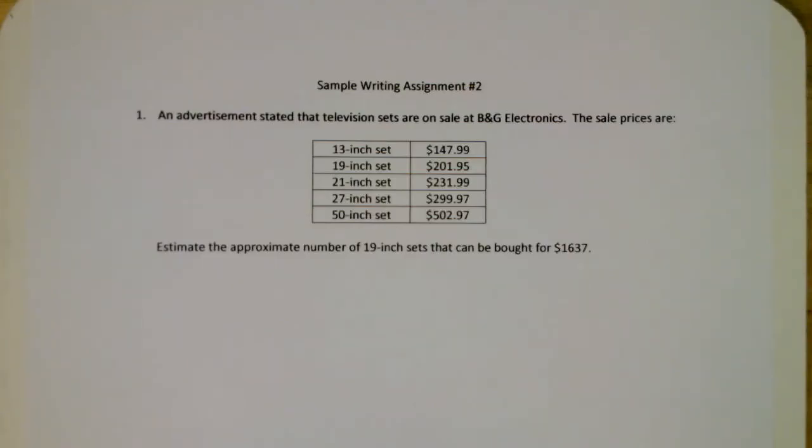Okay, here is a sample writing assignment number 2, which is similar to the actual writing assignment number 2 in Math for Teachers 2. All right, starting with problem number 1 is this. An advertisement stated that television sets are on sale at B&G Electronics. The sale prices are as follows.